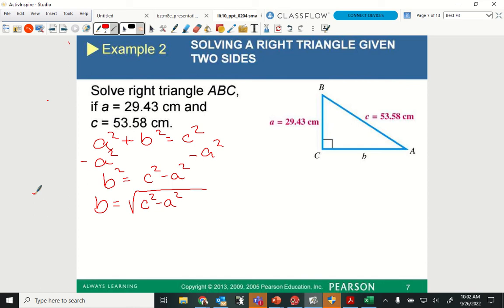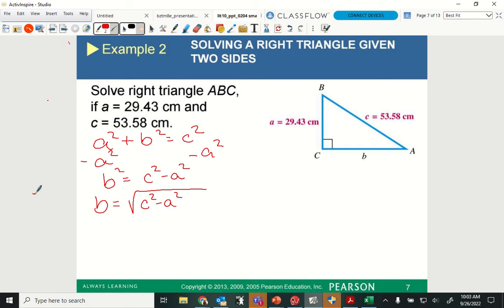Whenever you're doing this, doing the algebra first is going to make life a lot easier because we're plugging this into the calculator. Instead of doing all the steps, we could just go straight to here, so that b is equal to the square root of c squared minus a squared.